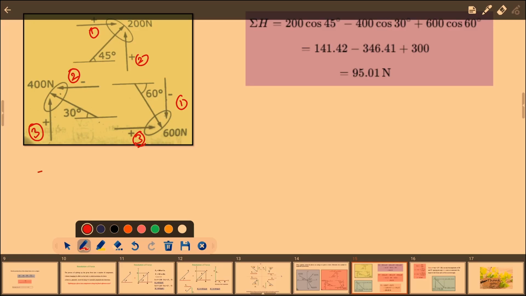So, first we will resolve the horizontal forces. Summation of H, we will start from here, horizontal positive. So, 200 cos 45, then another force which is acting in the opposite direction of the previous case, so minus 400 cos 30, and then the third one is similar to the first case, acting from left to right, so positive 600 cos 60. If you resolve, you will get the summation of horizontal as 95.01 Newton.